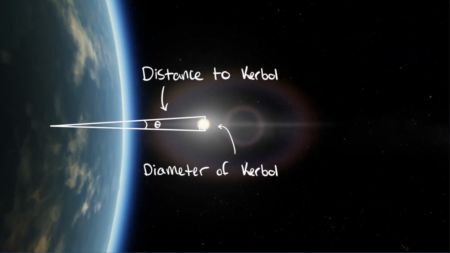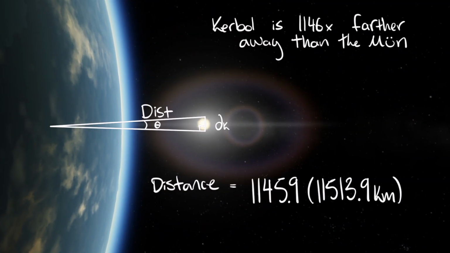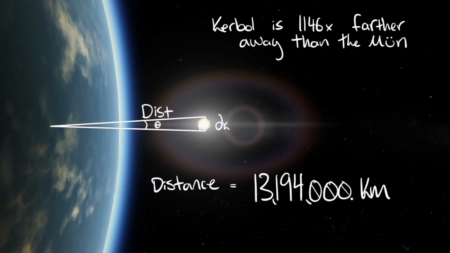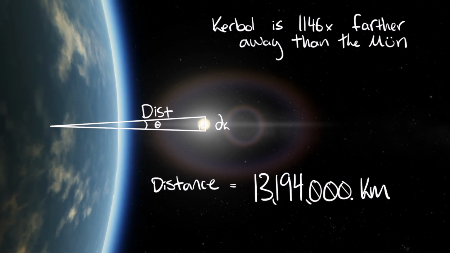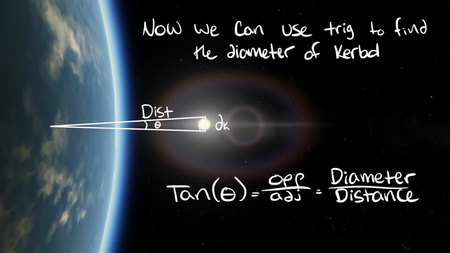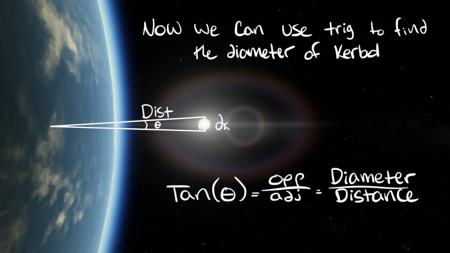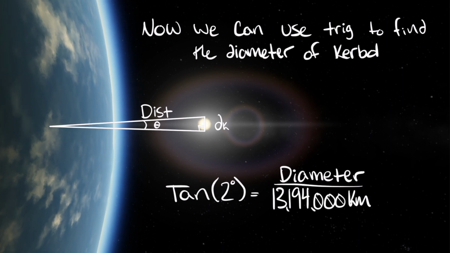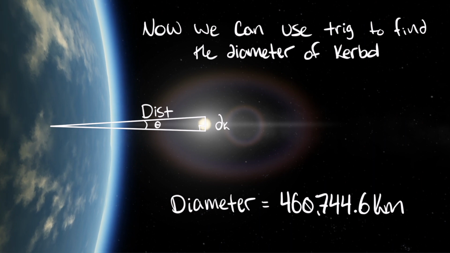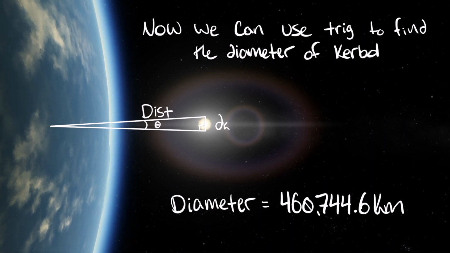Finally, we can get the distance and size of Kerbal. We can find the distance to Kerbal by multiplying the distance to the moon by 1146, giving us a distance of 13,194,000 kilometers. Then, using trigonometry, we can solve for the diameter. The tangent of 2 degrees is Kerbal's diameter divided by 13 million kilometers. So then the diameter is calculated to be 460,745 kilometers.